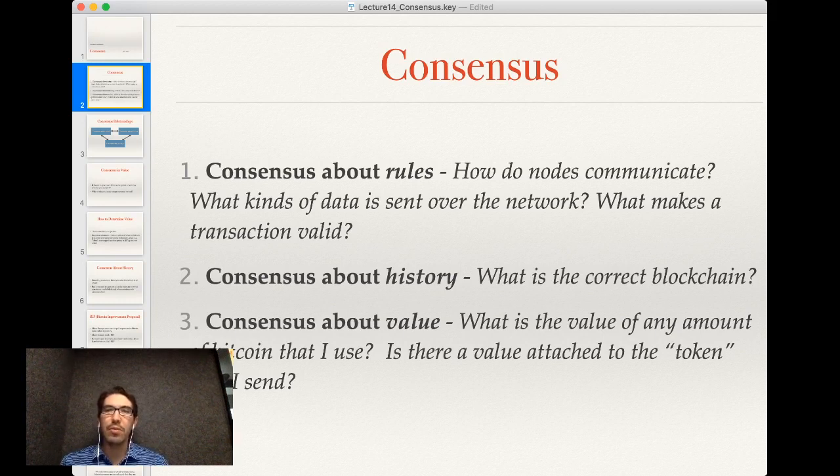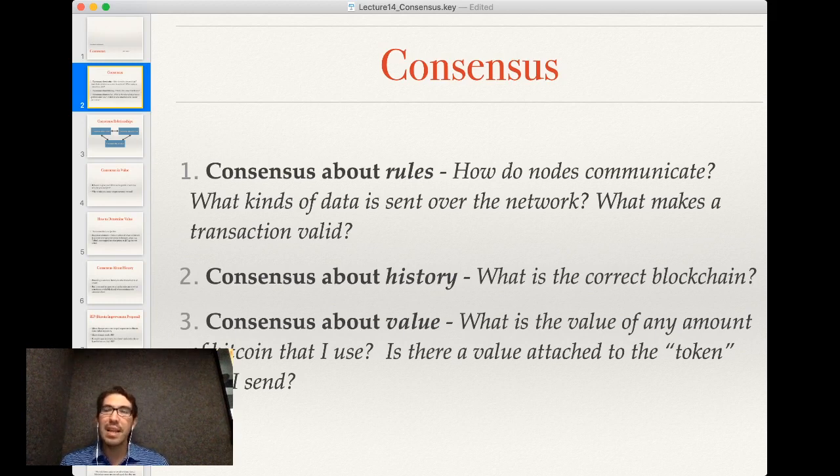The other kind of consensus that people discuss with blockchains is what is the history? I mean, this is the whole point of having a blockchain, is that we have some canonical history that all nodes, or at least all honest nodes, can agree is the correct blockchain.